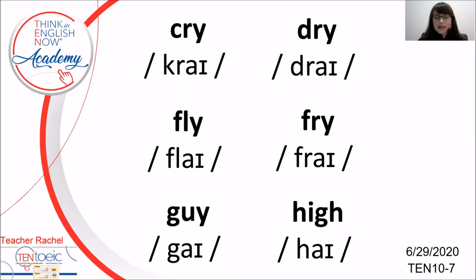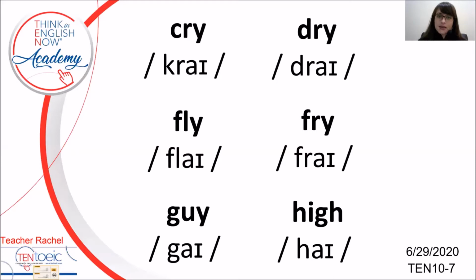Fly. This can be used as a verb. For example, earlier we talked about an airplane. The pilot flies the airplane. Fly. Or a bird. Birds fly in the air. Our next one, fry. This is what you do when you're cooking. When you put food in very hot oil. For example, maybe fish. You fry fish. Or you fry potatoes to make French fries. So that's the action, fry.